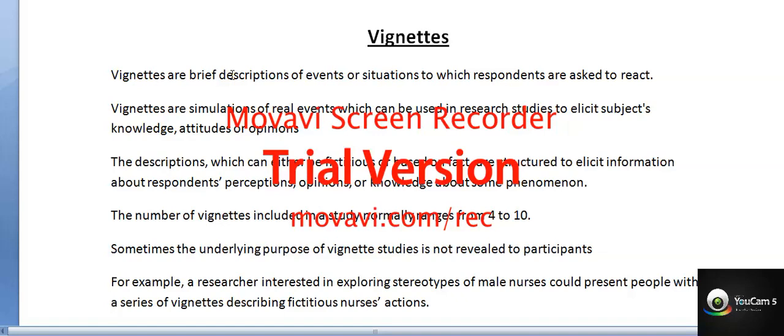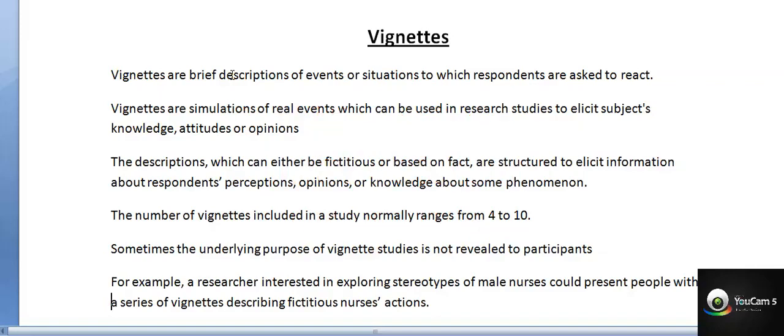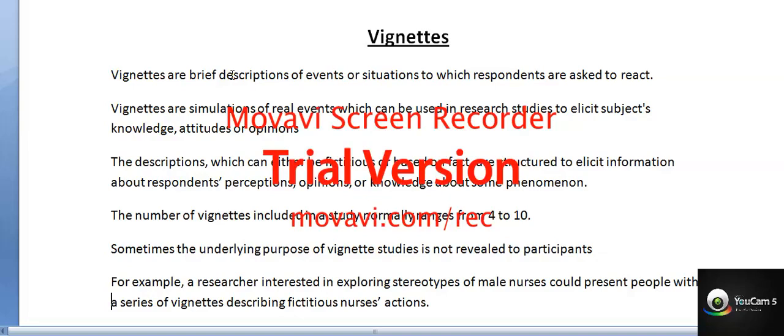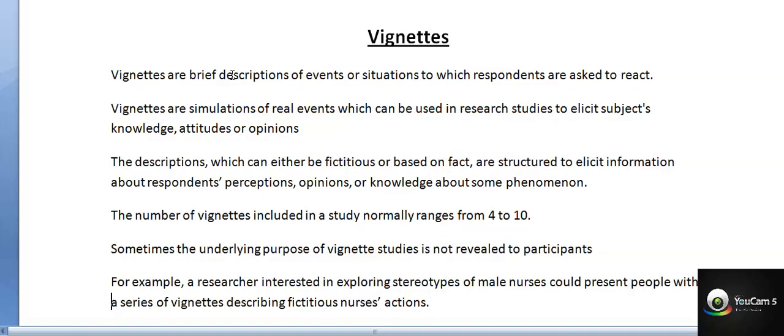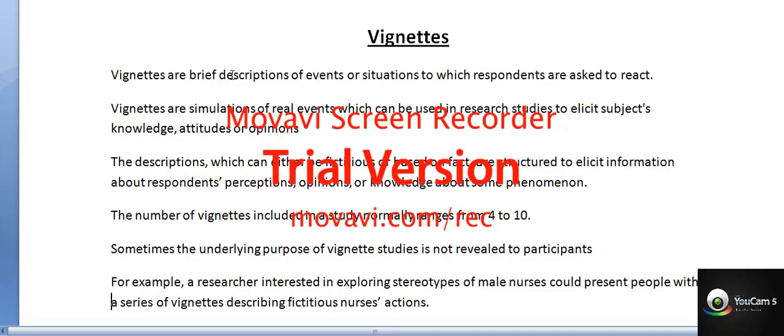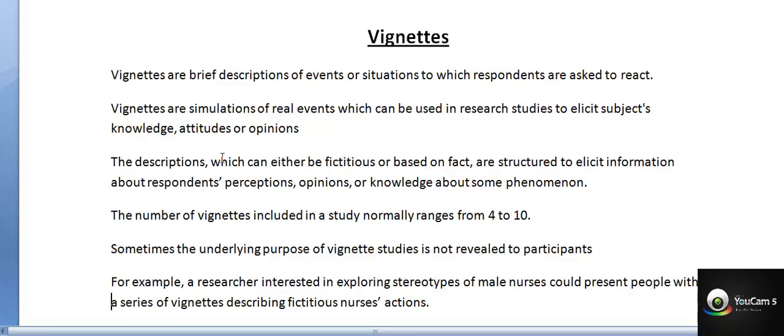So that when you act or when you do a drama, automatically your inner attitudes and beliefs come out unknowingly. So that is the reason why we use vignettes in research. So what happens is there will be a fiction-based or fact-based scenario given to you, and the respondents are asked to respond to it by a drama or expression, by a poem or writings or words. Because of that, the perceptions, opinions or knowledge about some phenomena come out. So that is the use of vignettes.